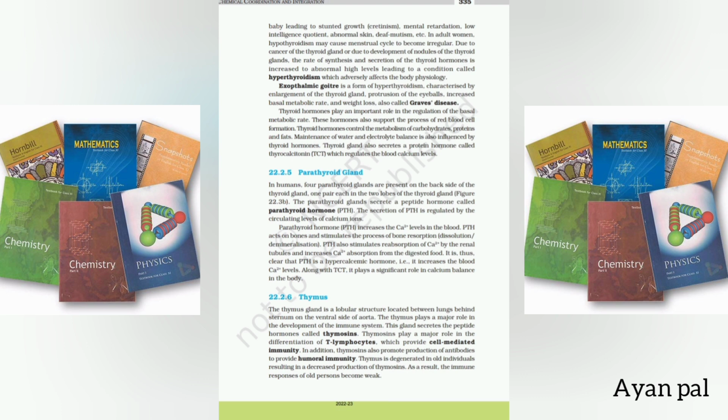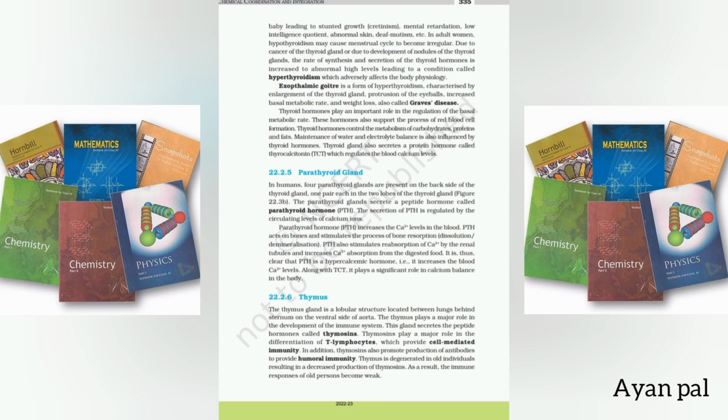In adult women, hypothyroidism may cause menstrual cycle to become irregular. Due to cancer of the thyroid gland or due to development of nodules of the thyroid glands, the rate of synthesis and secretion of the thyroid hormone is increased to abnormally high levels, leading to a condition called hyperthyroidism, which adversely affects the body physiology. Exophthalmic goiter is a form of hyperthyroidism characterized by the enlargement of the thyroid gland, protrusion of the eyeballs, increased basal metabolic rate, and weight loss, also called Graves' disease.